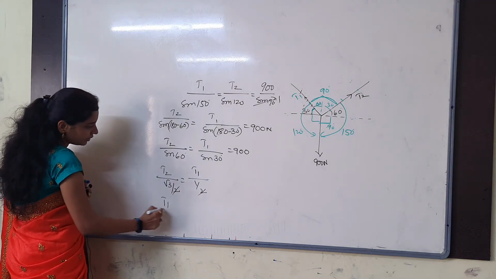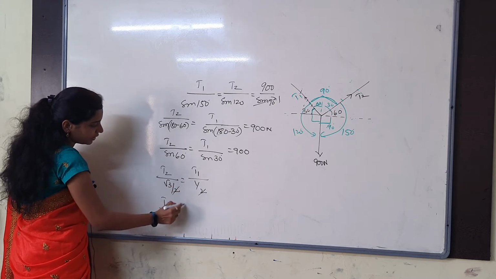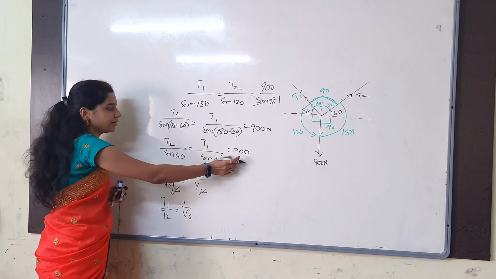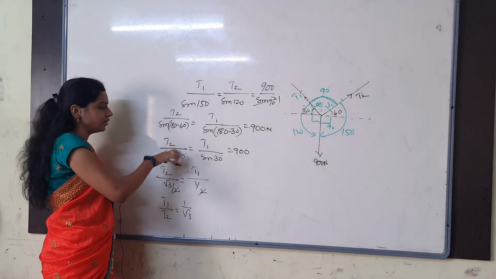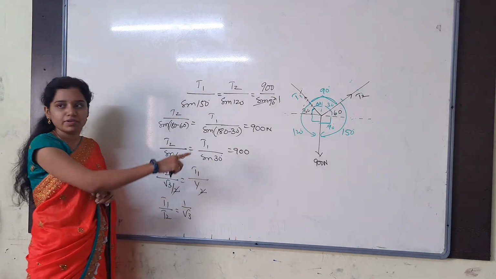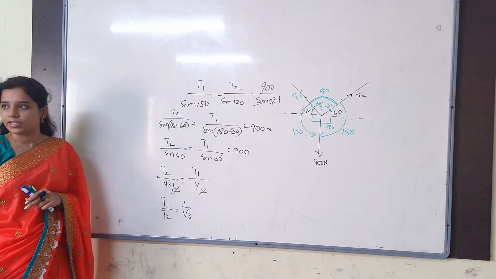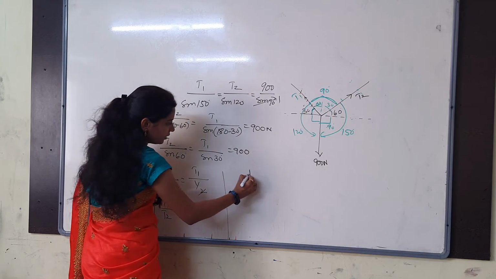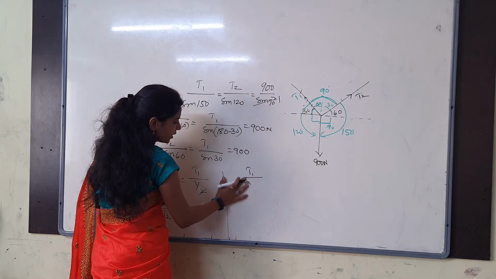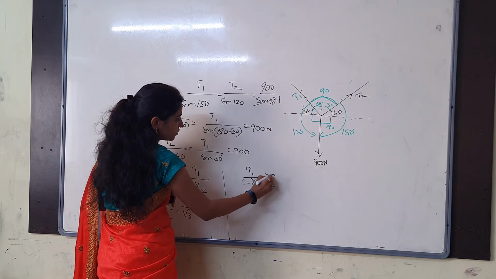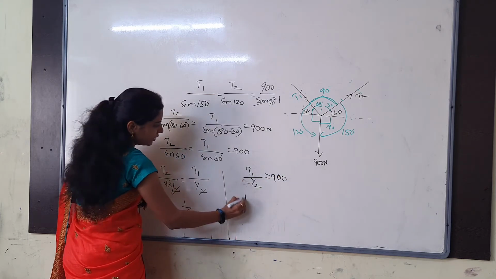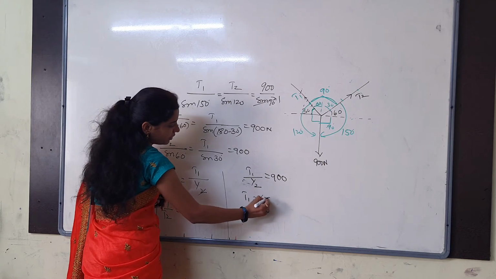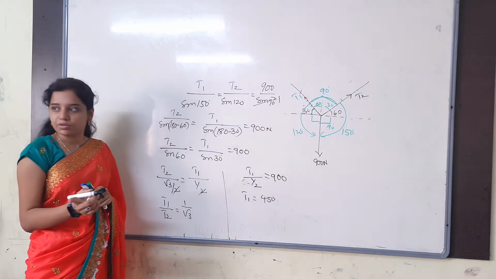Then again, the T1 by T2 ratio, how much are we getting? 1 by root 3 only. What about 900? If you want to further find out the T1, T2 values, at that time you can use the 900 newtons here. Simply, what can I write here? T1 by sine 30, sine 30 is of course 1 by 2, is equal to 900. Then T1 is equal to how much? 900 into 1 by 2, nothing but 450. We got the same answer as before, or not?